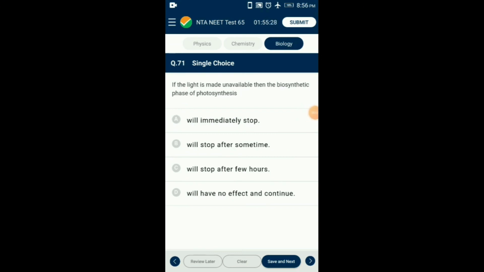Question number 71. If the light is made unavailable, then the biosynthetic phase of photosynthesis. Effect of light on photosynthesis. The effect of light is categorized under light quality, light intensity, and duration of exposure to light. At low light intensity, there is a linear relationship between incident light and carbon dioxide fixation rates. At higher light intensities, the rate gradually does not show further increase as other factors become limiting. So the answer for this question is option B, will stop after some time.